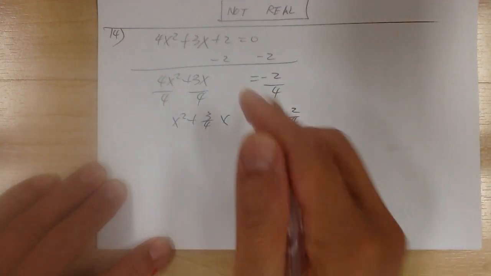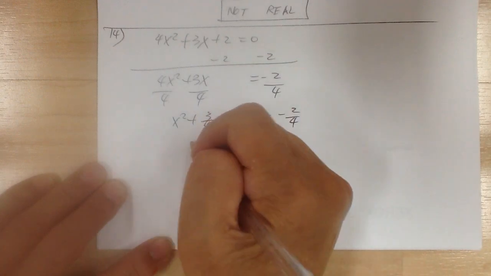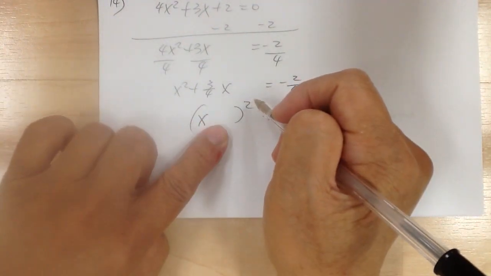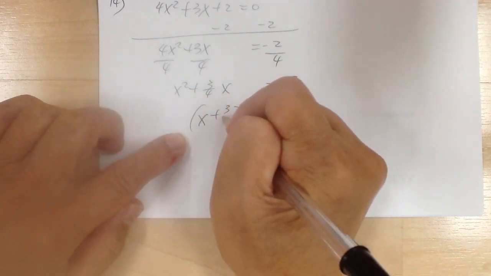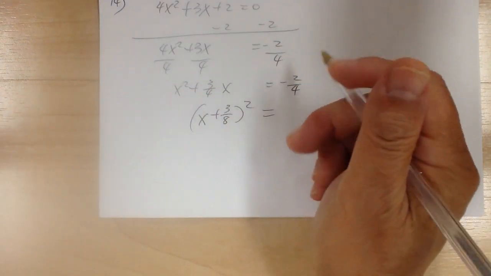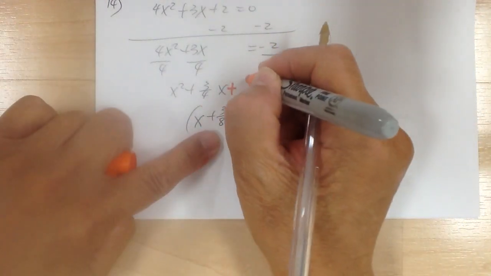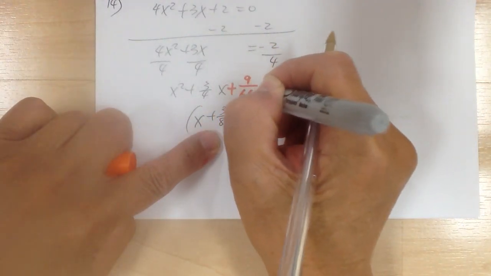Again, don't worry about simplifying yet. Okay, then after that, get your perfect square. So from here, you need to get x. This one is half of that, so it would be plus 3 over 8. And so the number that you need would be plus 9 over 64.